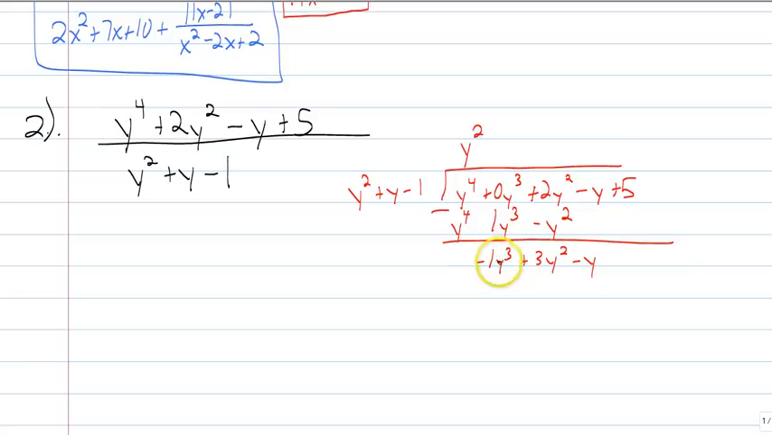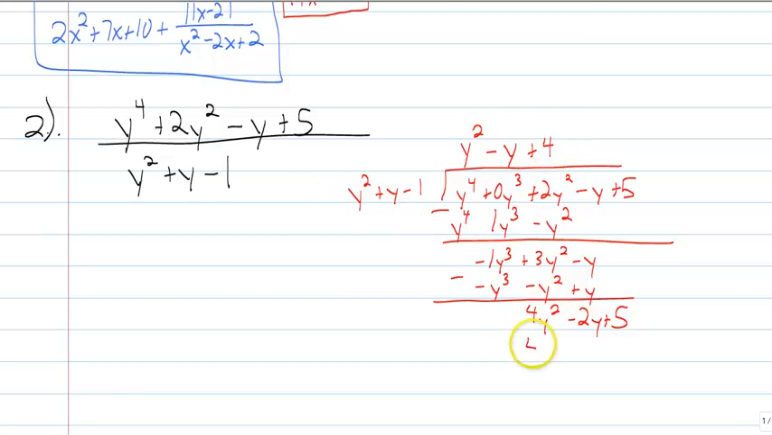Alright, I need a negative 1y cubed, so I need a minus y up here. So negative y times y squared is a minus y cubed. Negative y times y is a minus y squared. Negative y times negative 1 is a positive y. Here we go. So, negative 1 minus a negative 1 is 0. 3 minus negative 1 is 4y squared. And negative y minus y is a minus 2y. And finally, we bring down the 5. We have one more division to do, because we still have y squared, so we can do a plus 4.